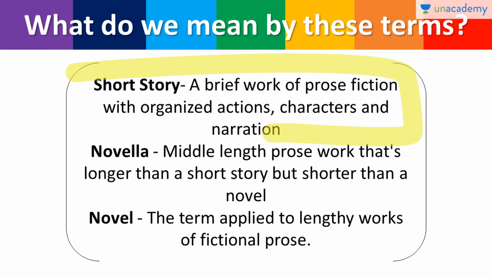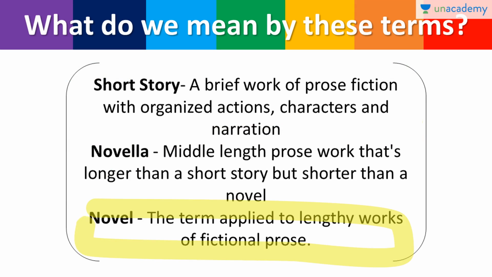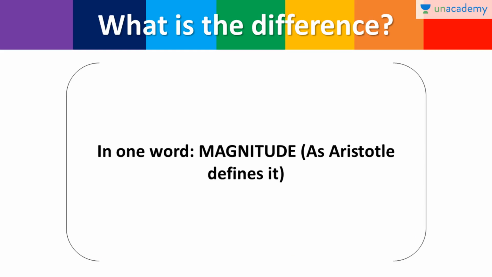A short story has been defined to be a brief work of prose fiction with organized actions, characters, and narration. A novella is a middle-length prose work that's longer than a short story, but shorter than a novel. And novel is a term applied to lengthy works of fictional prose. So the basics of all these three are the same, the components are the same, but the difference is in the length of these three works, or as Aristotle has defined it, in the magnitude of these three works.